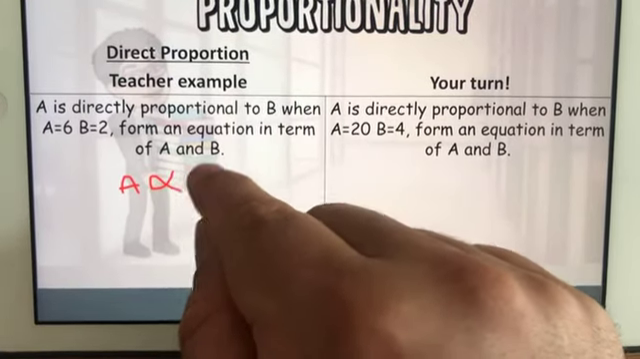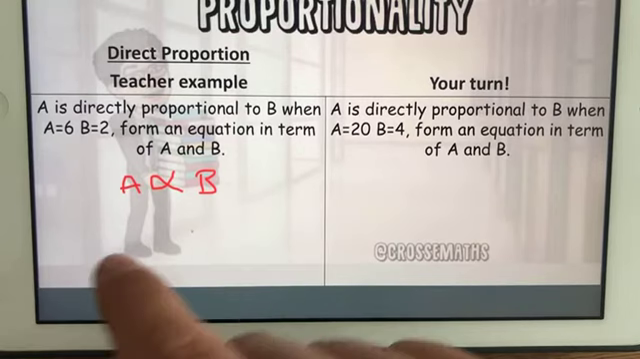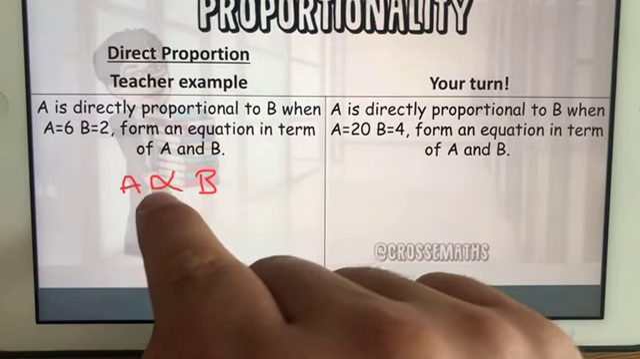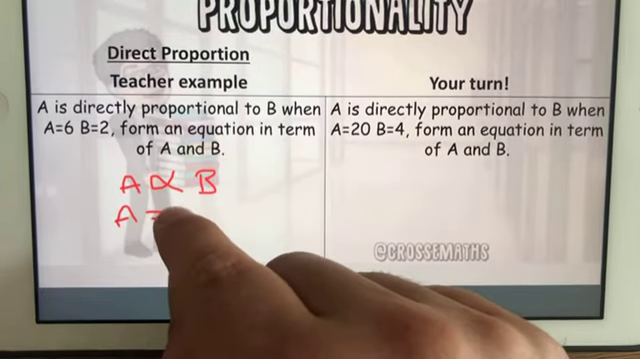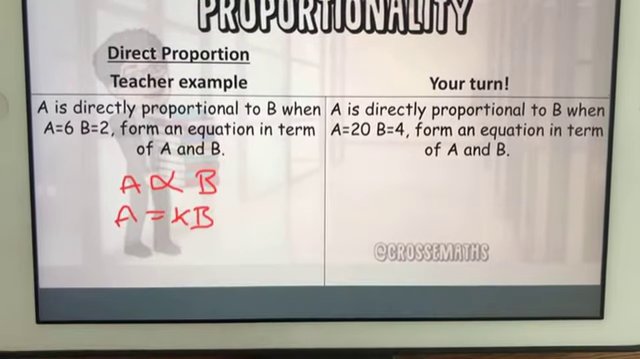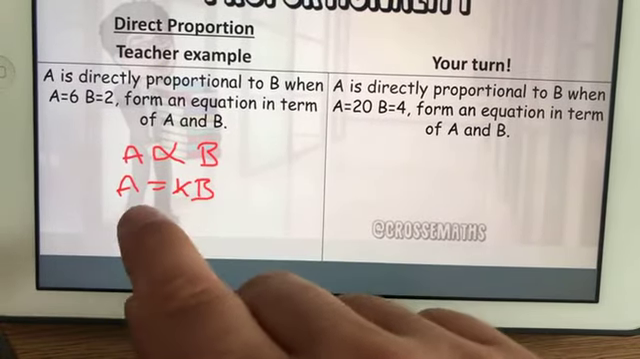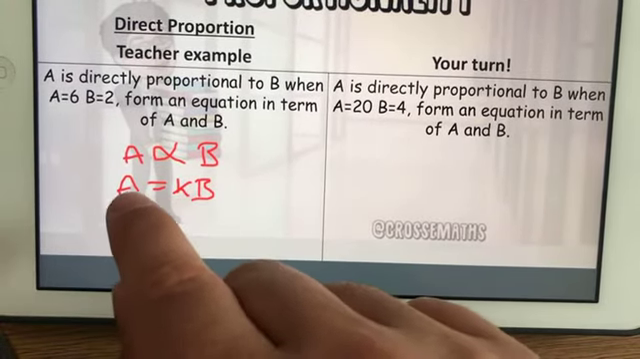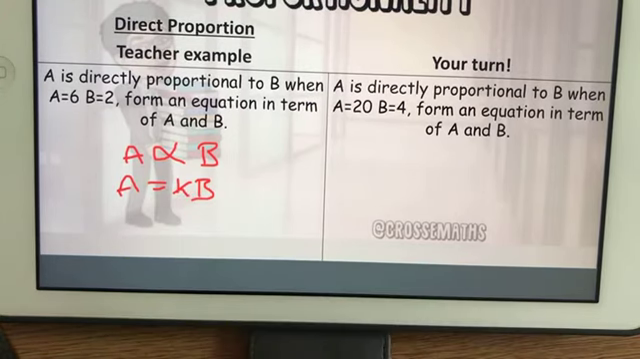is proportional to B. This sign here is a proportional sign. It looks like a fish. It's a proportional sign. It means A is proportional to B. This is called the general equation. To form an actual equation, you've got to replace this fish sign with an equals, but then there has to be a k that's a constant. That tells us how much A is proportional to B by. So A equals k, the constant, times B. So they're not exactly the same, they're very, very similar.